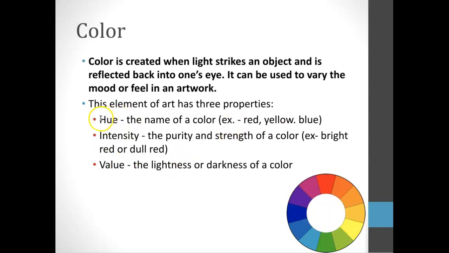There are three things that are built into color, and it's called hue, intensity, and value. Hue is the name of a color, intensity is how strong that color is, and value, which we learned on our previous slide, is how light or dark something could be, adding tints and shades.